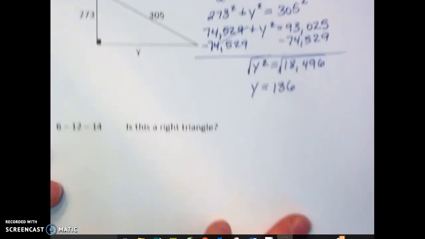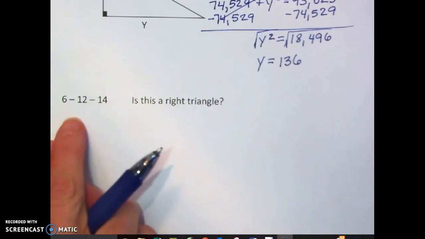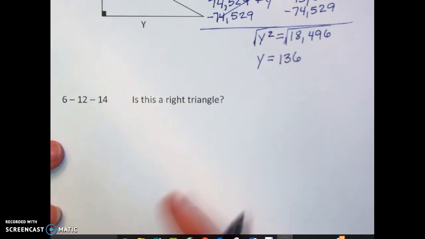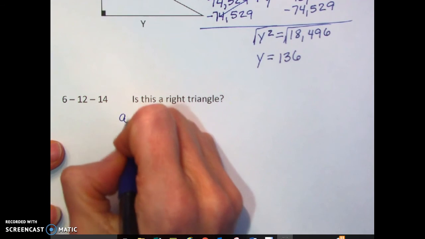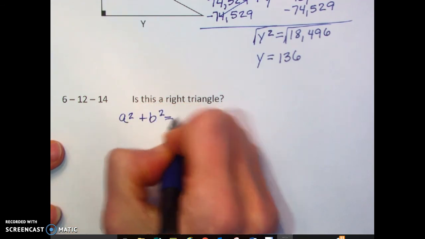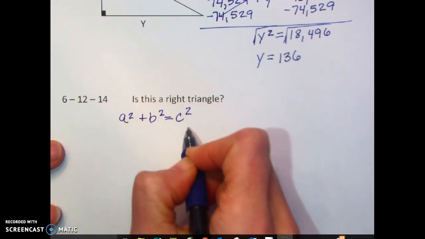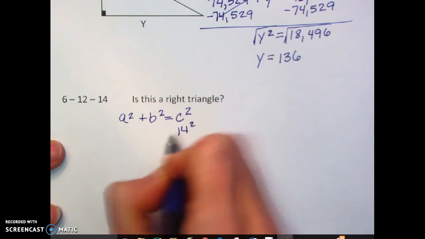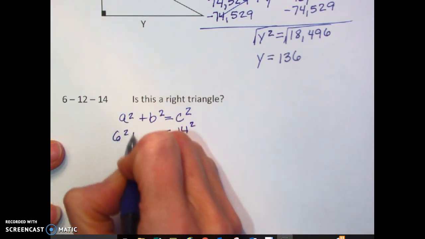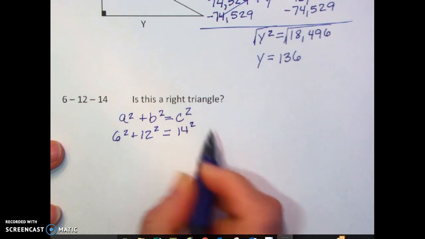All right, and then we have one more kind of problem. Here's all three sides of the triangle. We want to know, is this a right triangle? So in this case, our largest number is our C value. So 14 is going to be our C, and our 6 and our 12 are our A and our B.